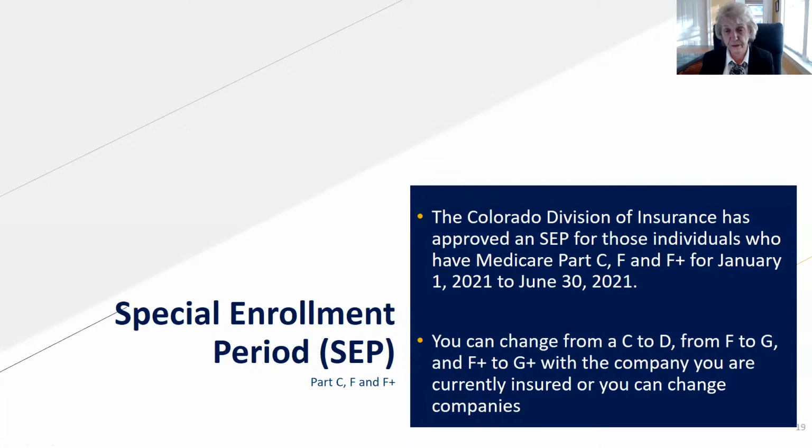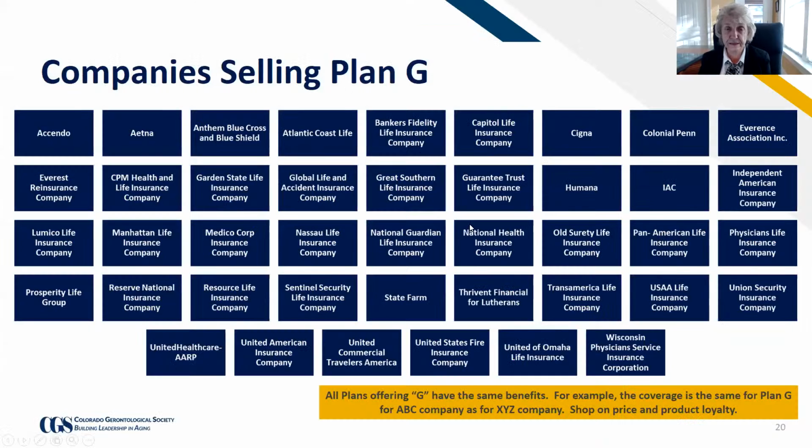We have special enrollment periods, which I just referred to a few minutes ago. It is called a special enrollment period for those people who are in a C, F, or F plus. Please take advantage of that if you are in one of those situations. You can also change within the company that you currently have, or you can switch companies and go to a totally different company. These are the companies that are selling a Plan G in 2021 in Colorado.